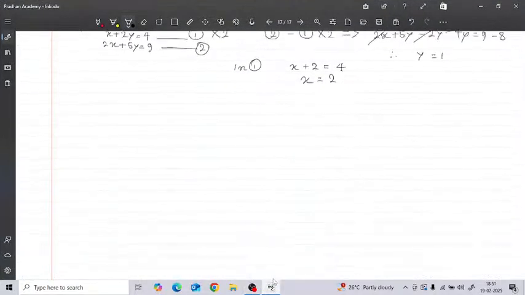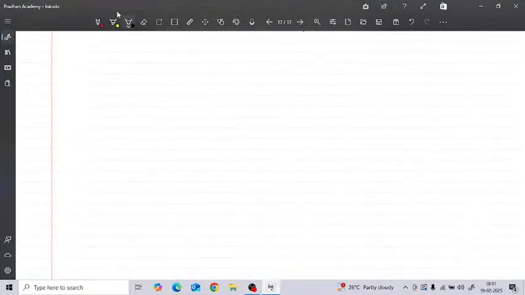Okay, let's move to the next one. Question number 3. Question is given as: A be a row matrix. What is a row matrix? A matrix which consists of only one row. That's called a row matrix.